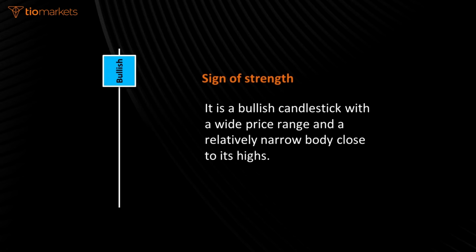This formation can also be seen as a sign of strength. It is a bullish candlestick with a wide price range and a relatively narrow body close to its highs. It shows us that sellers tried to drive the price down, but buyers recovered. When a candlestick like this appears after a move down, there might be signs of exhaustion or a temporary bottom might be forming. But after a move up, it can also be seen as a sign of weakness.